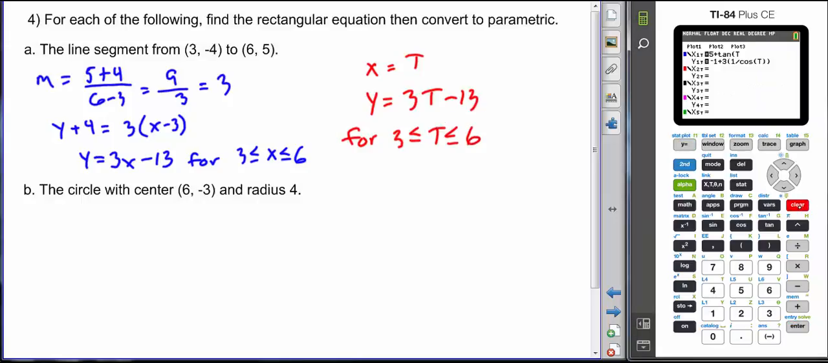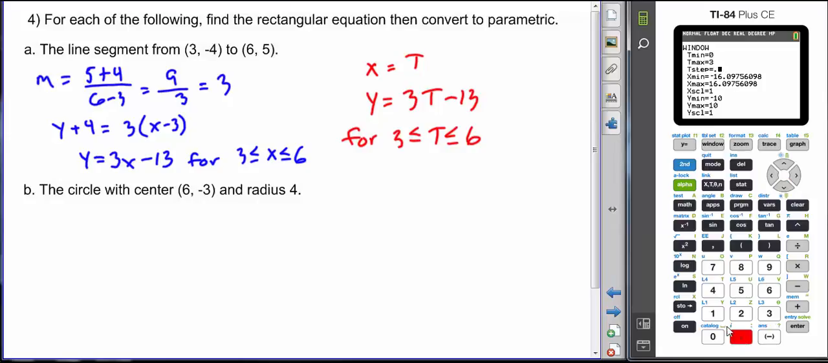So if we were to graph that, I'm going to clear out my hyperbola here, and I could just simply type in x equals t and y equals 3t minus 13. And then before I graph it, I'm going to go to the window because I want to restrict t. I don't want to go 0 to 360. That's crazy. I want to go 0 to 3. And I want my step, we can kind of make a decision on this step. I'm going to make it about 0.1.